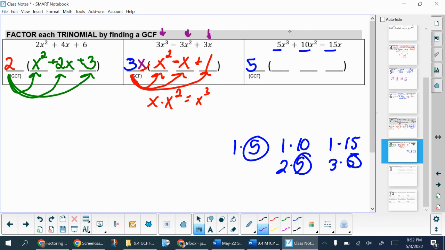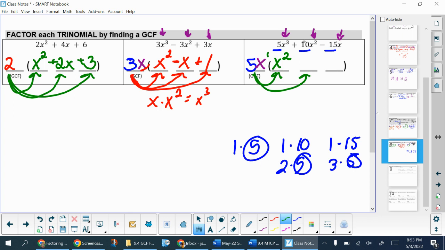Then you look at the variables. X to the third, x squared, and x. Well, there's at least one x in all of those, x to the first power. So I'll put that there. Then I can go and play the what-do-I-multiply-by game. So 5x times what makes 5x to the third? Well, I've already got the 5, but x times what makes x to the third? Well, that's x squared, because the rule is add the exponents. Next one down.